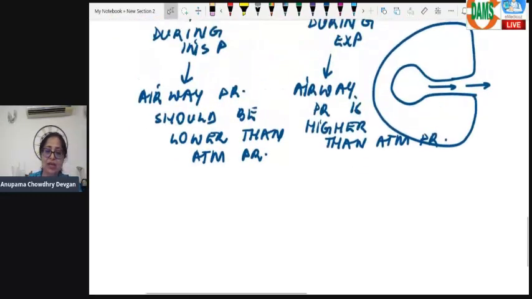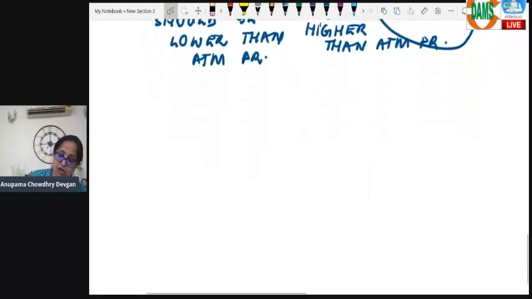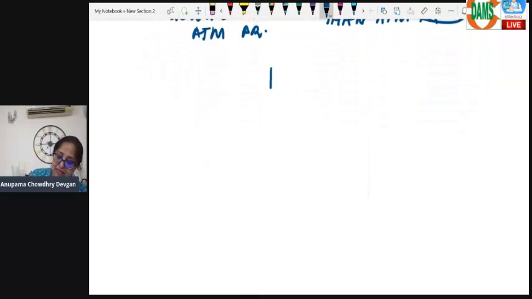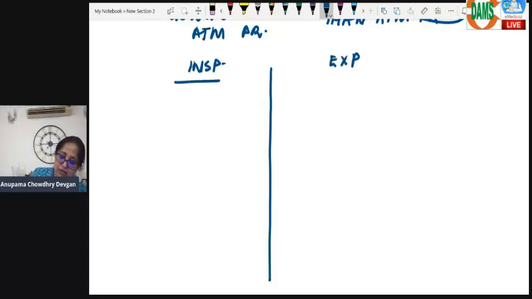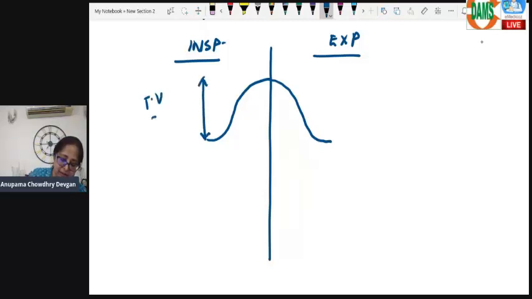So let's see what will happen to the airway pressure, or the alveolar pressure, or the intrapulmonary pressure, during inspiration and expiration. This is inspiration here. This is expiration. So this is a tidal inspiration and a tidal expiration. Tidal volume, 500 ml is inspired, and 500 ml is expired. This is your tidal volume, which is 500 ml.